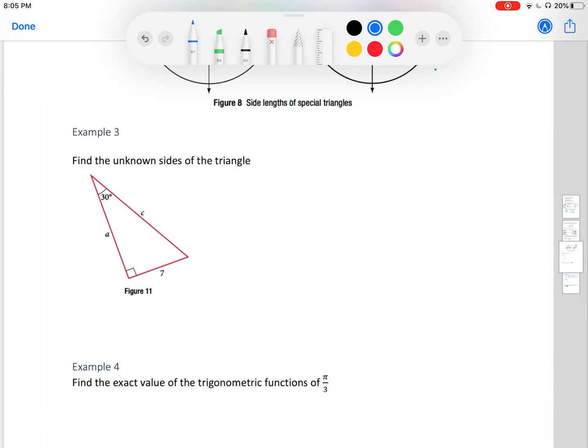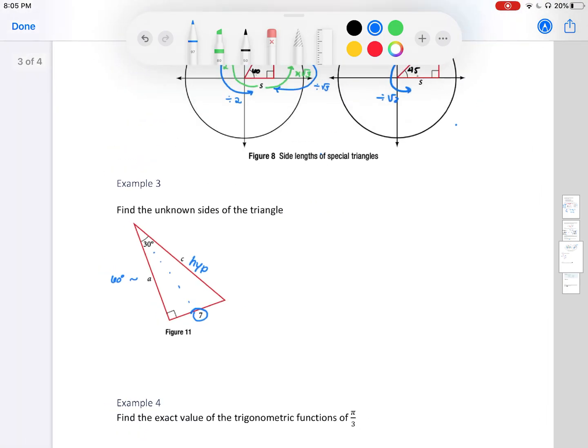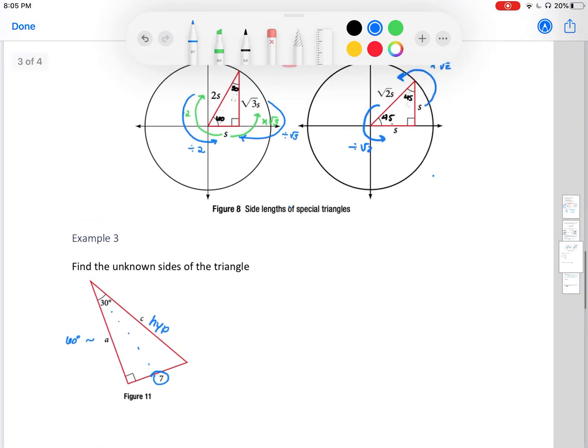All right, so here we have a triangle. Find the unknown sides of the triangle. So I have the side that corresponds to my 30 degrees. From there, I wish to find my hypotenuse and the side that corresponds to 60 degrees. For that, I use my proportion. My hypotenuse is twice as much as my side that corresponds to 30 degrees. So C is 2 times 7. C is 14.